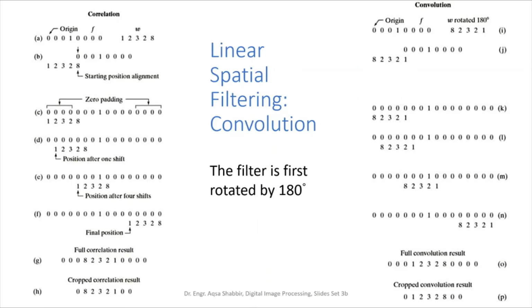It is noteworthy that the mechanism of convolution is the same as correlation, except that the filter W is first rotated by 180 degrees. This can easily be observed in part I of the given figure. The filter W is first rotated by 180 degrees. The rest of the mechanism is the same as has earlier been explained for correlation.